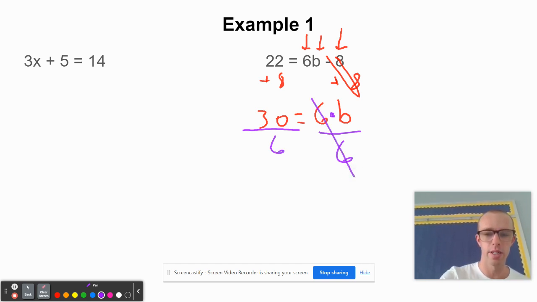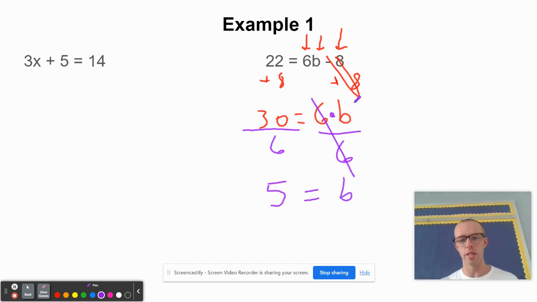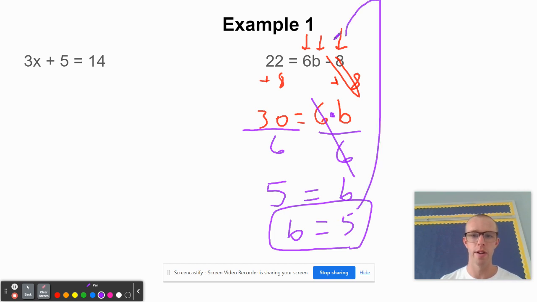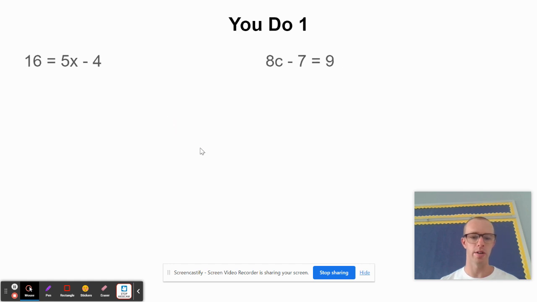These cancel. 30 divided by 6 is 5, and I get 5 equals b, because b is the only thing left on this side. Now, typically when I write my answer, I want the variable on the left side. So I'm going to rewrite this as b equals 5. All right? I'm not going to go through the check just so this video isn't too long, but you could check that answer by plugging the 5 back into this b. All right, let's keep moving along here.